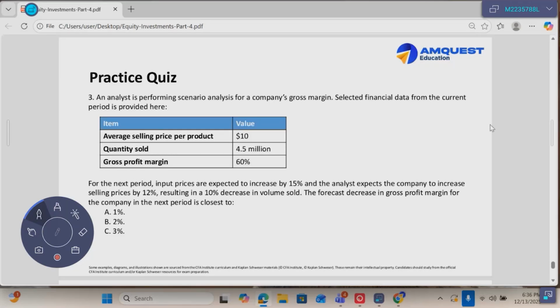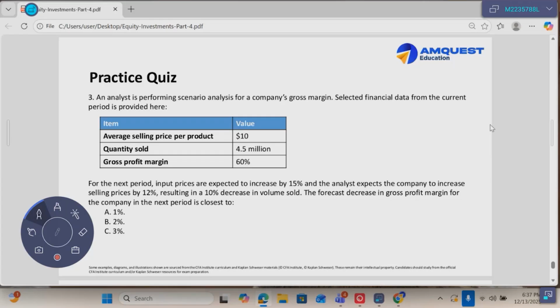So question number 3. An analyst is performing scenario analysis for a company's gross margin. Selected financial data from the current period is provided here. Average selling price is 10. Quantity sold is 4.5 million. Gross margin is 60%, which means COGS is 40%. For the next period, the input prices are expected to increase by 15%, and the analyst expects the company to increase the selling prices by 12%, resulting in a 10% decrease in the volume sold. We have to forecast the decrease in the profit margin for the company's next period.